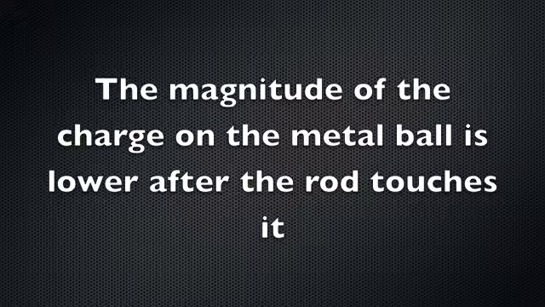The third statement says the magnitude of the charge on the metal ball is lower after the rod touches it. This statement is true because the rod was originally neutrally charged and has a negative net charge at the end, and the metal sphere was charged. So the rod stole electrons from the metal sphere, so the electrons were gained. There was a gain in electrons on the rod and a loss of electrons on the metal sphere. So the magnitude of the charge on the metal sphere is lower.